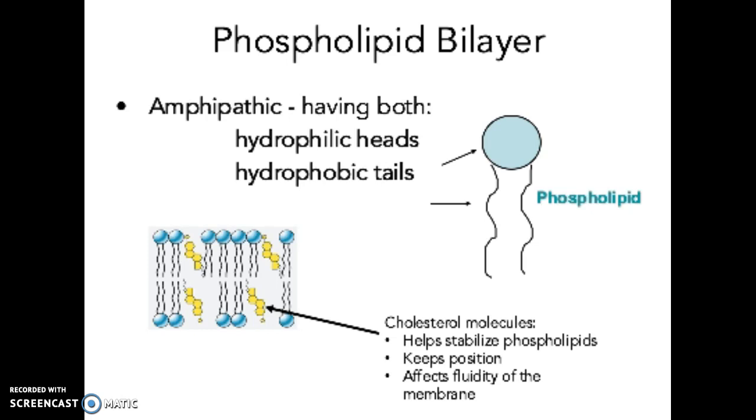Cholesterol is another lipid found in the plasma membrane. They help modify the fluidity of the membrane over a range of temperature. They are located throughout the surface of the plasma membrane, and they help stabilize the phospholipids and keep them in position.